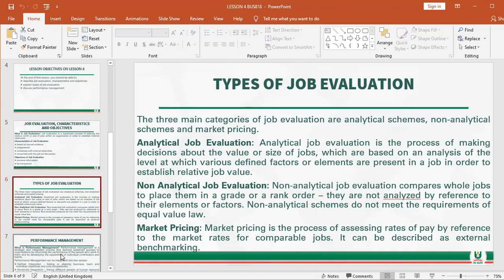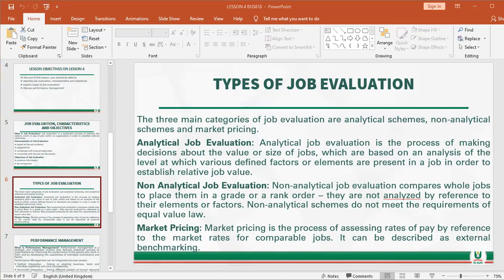So we move on to the types of job evaluation. Basically, we have three main types of job evaluation. The first one we call the analytical scheme. The second one is the non-analytical scheme. And lastly, we have market pricing. So we are going to move on to that quickly.